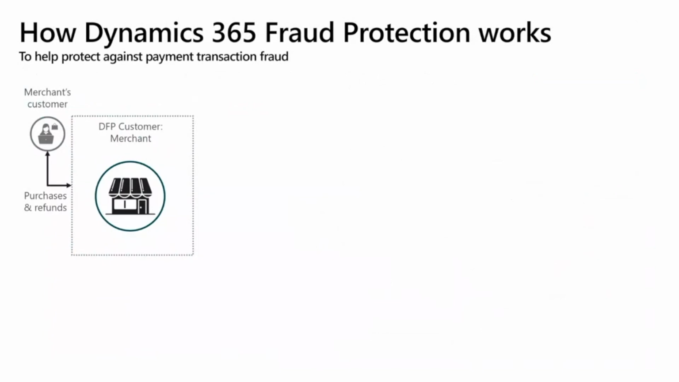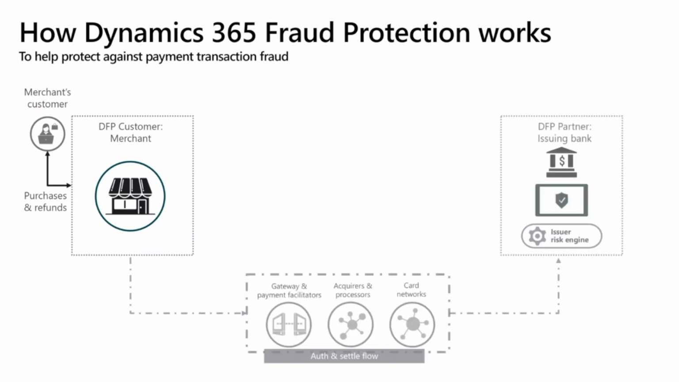Now, let's talk a little bit about the architecture behind the product. On the left-hand side, you can see that you have your merchant and your merchant's customer. A customer comes and buys stuff online. And the transaction goes down the same auth and settle flow. It goes to the gateway, the payment facilitator. From there, it goes to the acquirer, the processor, then to the card network, Visa, Amex, MasterCard, and then it goes to the bank. The bank makes its decision and then passes it back.